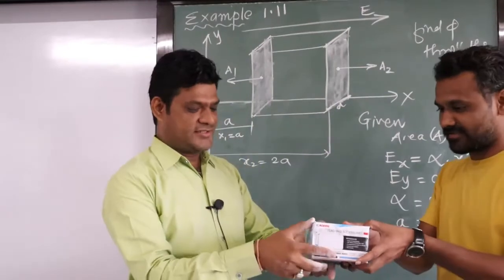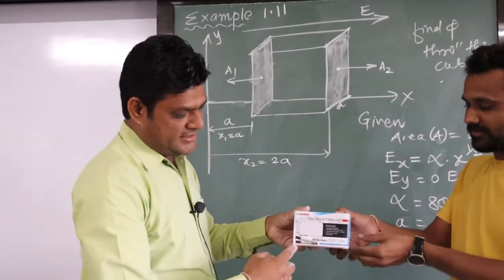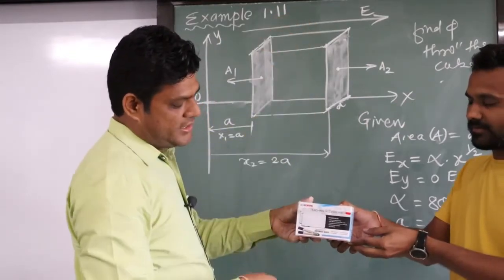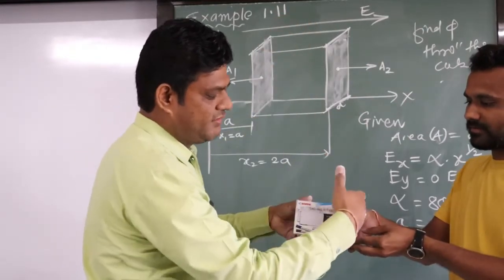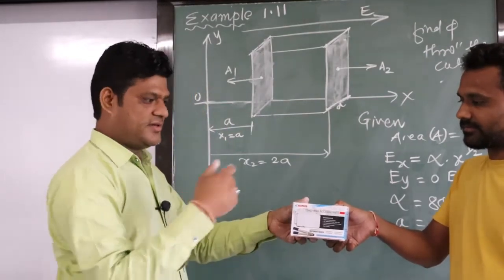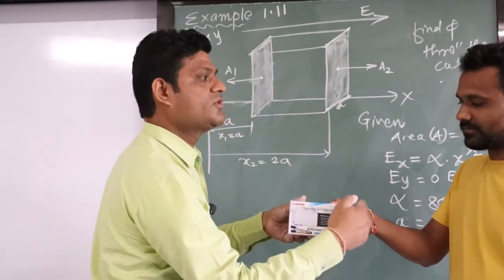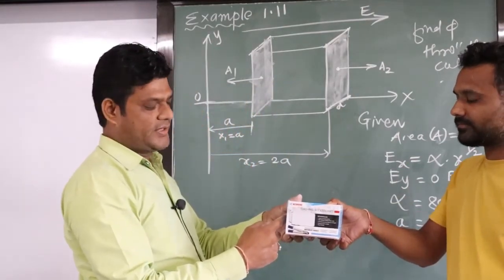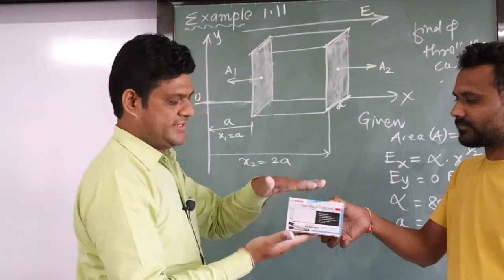Students, this is the box. See, this is the x-axis, this is the y-axis, right? This is face 1, this is face 2. Area vector of this face will be towards me, and area vector of this face will be towards the sir. See, what about this face? First we will discuss these two faces, right?